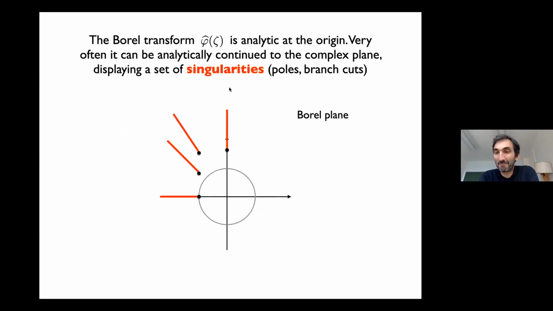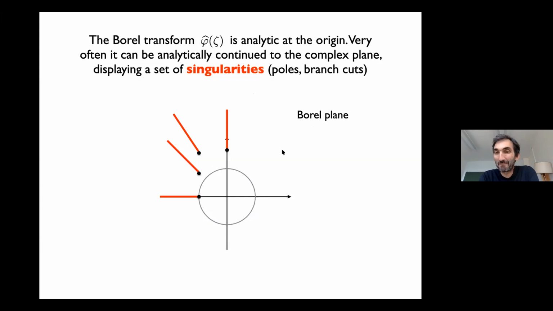So as I mentioned before, the Borel transform is analytic at the origin. Once you have this function, you can try to analytically continue it to the full complex plane, and this is often doable in a systematic way. This is what we call, in resurgence, endlessly continuable analytic functions. When you do that, you will find various singularities as you go through the whole complex plane. I will often call this plane the Borel plane, and zeta is sometimes called the Borel variable.